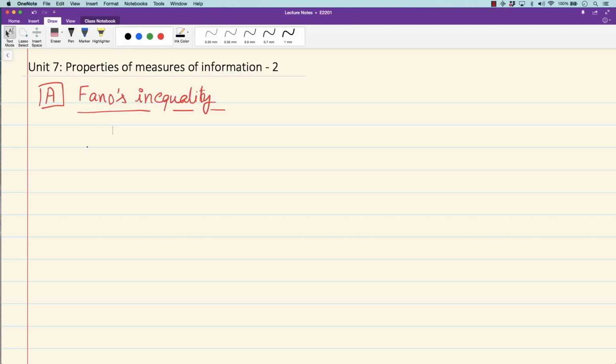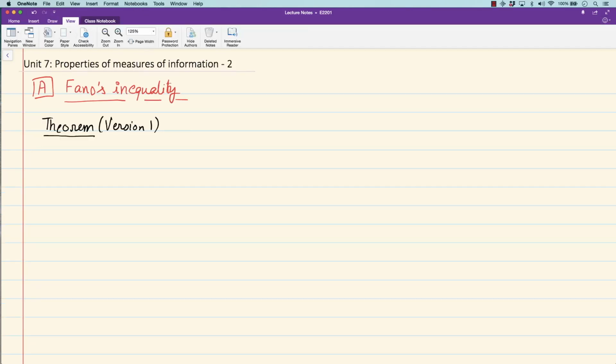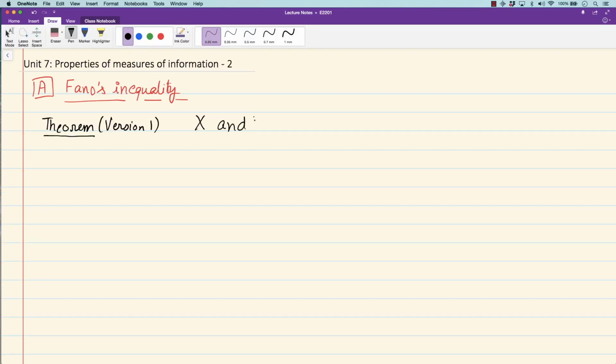Essentially, what Fano's inequality gives us is a lower bound for the probability of error for an M-ary hypothesis testing problem. So here is one version of the inequality. I'll give you two versions. So this first version says, suppose you have a random variable X and another random variable Y, and their joint distribution, let's say, is P_XY.